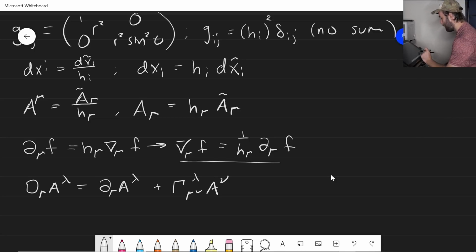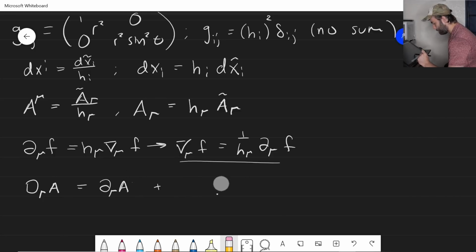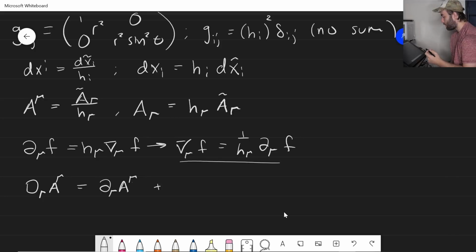Okay, so this was our covariant derivative of a vector. Now we want to take the covariant divergence. So that's just the dot product of the covariant derivative with the vector. So let's erase this real quick, and what I want to write out is I'm going to substitute this A lambda for an A mu. So this would be the notation for the covariant divergence.